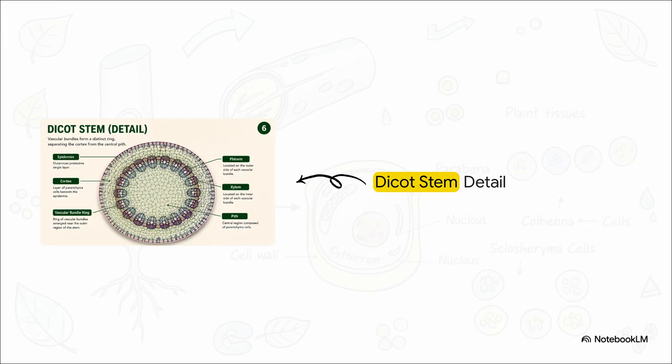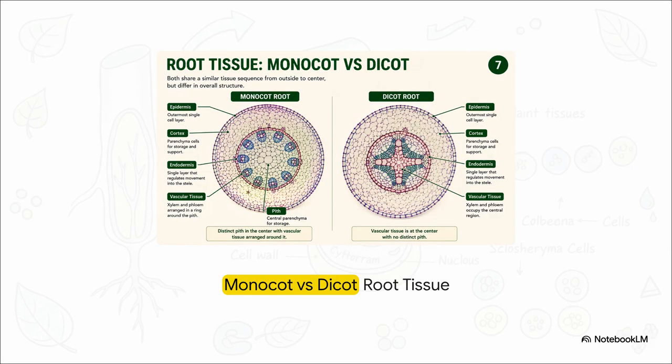Now look at the dicot stem. Notice how those vascular bundles perfectly form a ring? The phloem sits toward the outside of each bundle, while the xylem is packed toward the inside. This ring just beautifully separates the cortex from the central pith. When you compare this highly organized setup to that scattered monocot stem we just looked at, the difference is literally night and day. So let's head underground to the roots and see if those stem patterns hold true.